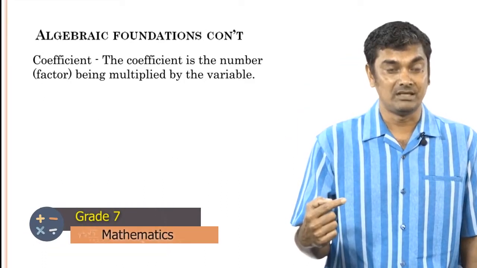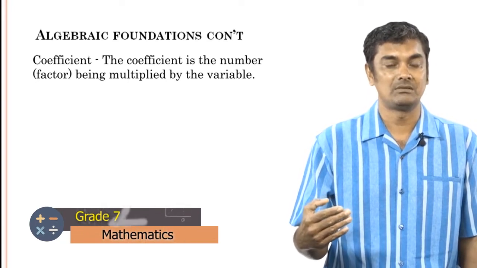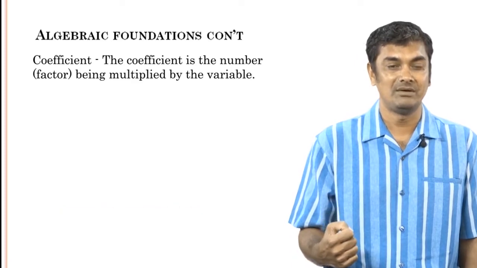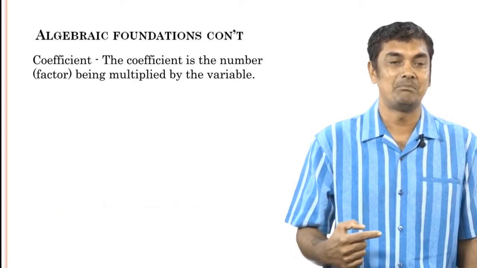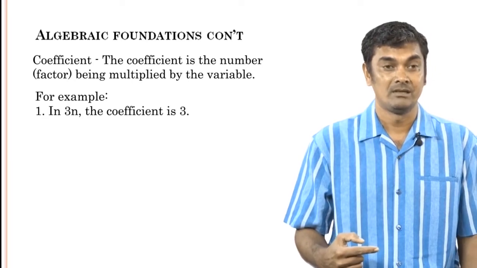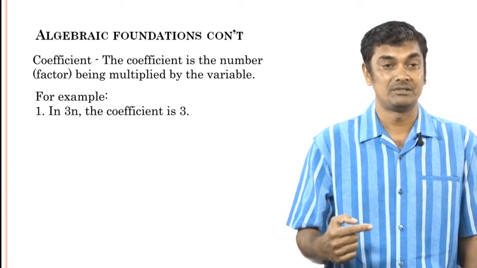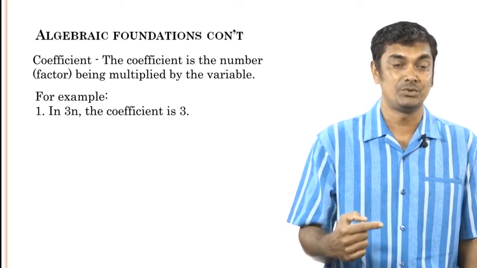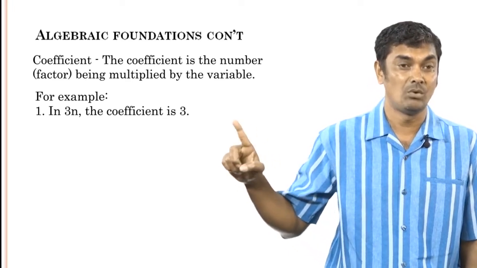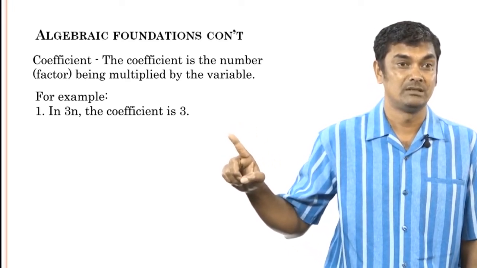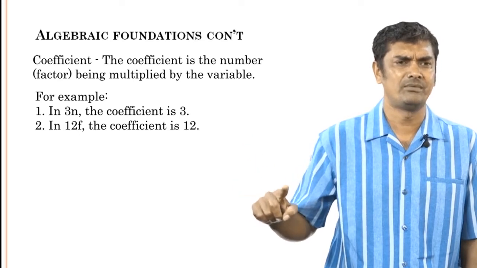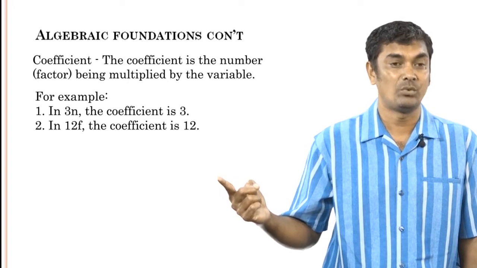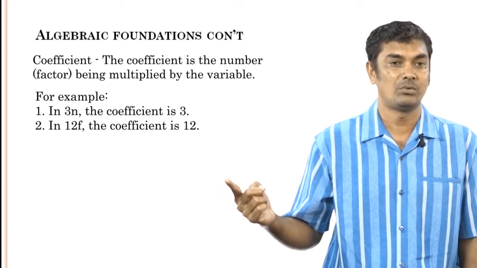Now, the coefficient. What is the coefficient of a number or an algebraic expression? The coefficient there is the factor that is multiplied by the variable. For example, in 3n, you would see there's a numeric value, and the coefficient is that numeric value. Hence, for 3n, the coefficient there is 3. Another example, in 12f, see the numeric value there? Yes, it is 12, hence the coefficient is 12.